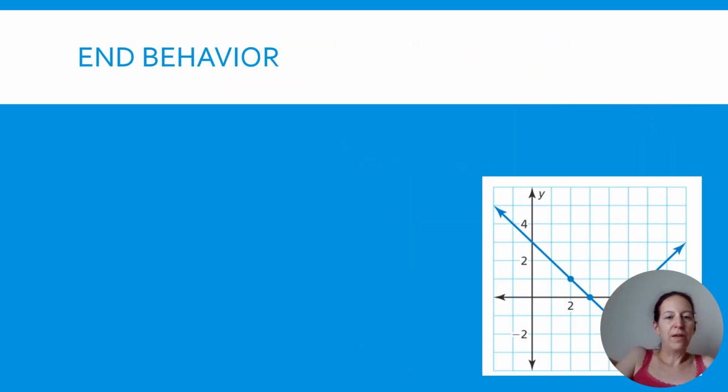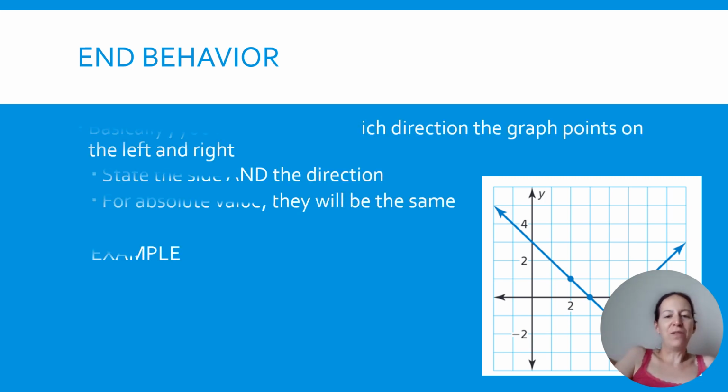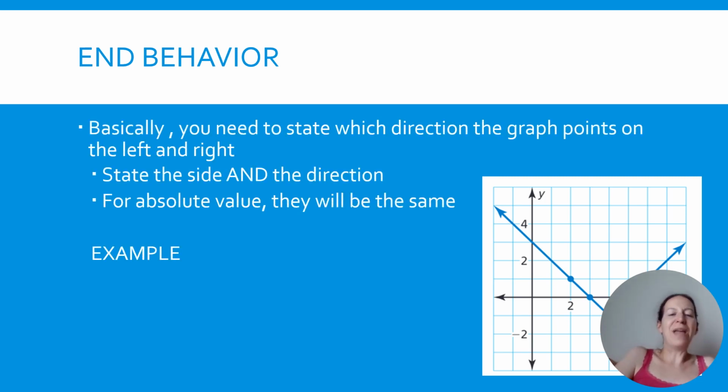All right. Last one is end behavior. Oh, and that is poorly placed for this video. So end behavior. There we go. End behavior. Basically, you need to state which direction the graph points on the left and the right. So when we say end, we mean the left or the right. Again, keeping it with those x coordinates, left and right.